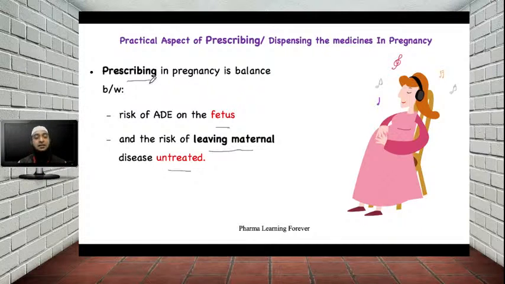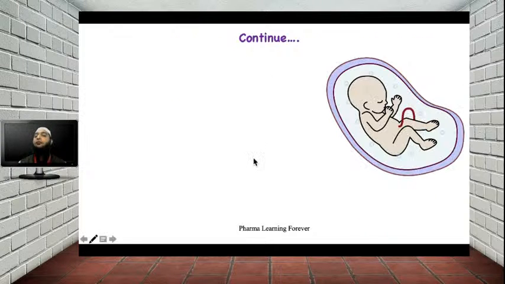Likewise, as a pharmacist, when a prescription comes to you, you can also review that drug. You can look into these aspects and see whether that drug can be dispensed to the patient or cannot be dispensed, or whether you need to change the prescription after having a good conversation with the physician. So overall, prescribing in pregnancy must be balanced between the risk of adverse effect on the fetus and the risk of leaving maternal disease untreated. So this is one parameter.